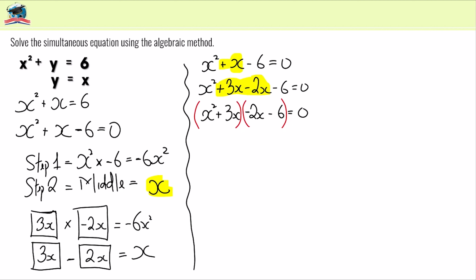Good. Now we're going to target the first one and factorize this. So what's common in there? Let's see. x is common. So x squared divided by x, you're going to be left with x. Then plus 3x divided by x, you're going to be left with 3. Beautiful. And then the other side here, we've got minus 2x minus 6.